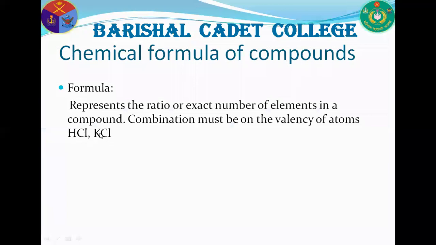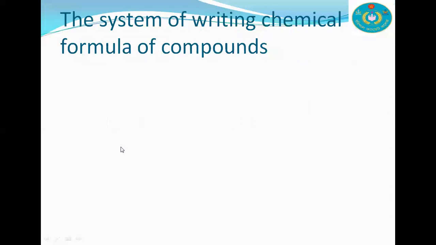In case of potassium chloride, K plus 1, Cl minus 1. They exchange their valency charge and they show the compound. This is a neutral compound.